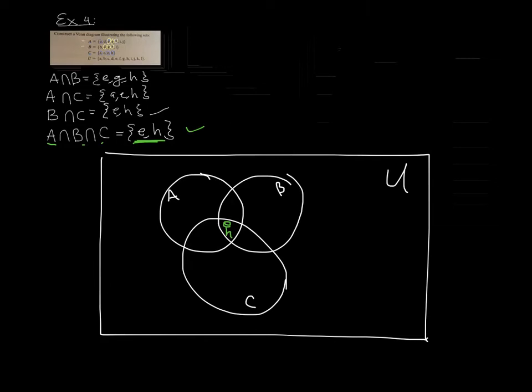And then the order doesn't matter here. You can start with this set, and this set. Let's assume that I wrote this first. So then I'm going to work with the A intersection B next.